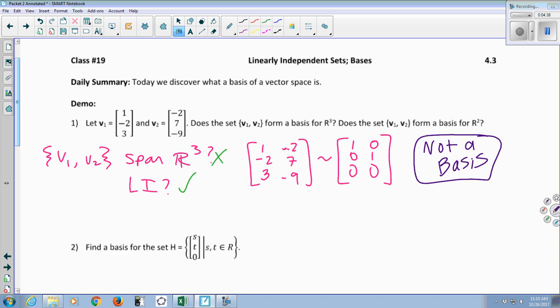How about, does it form a basis for R2? Yeah, I'm getting some blank stares, and that's because it's a question that doesn't make sense to ask, right? You can't possibly span R2 if the vectors live in R3. Okay. So this one's a definite no.